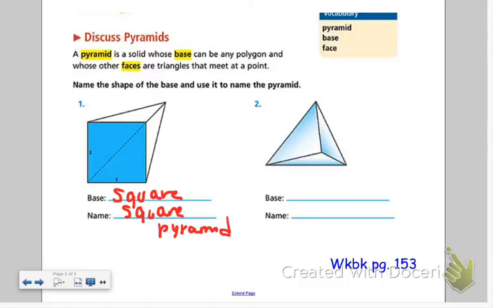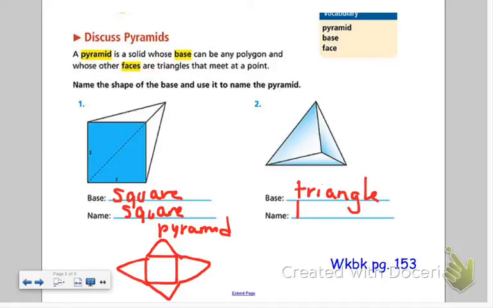And just imagine having a square and then each edge of the square has a triangle kind of coming out from it. If you were to fold that net up, it would make your square pyramid, because all of those triangles would meet at a point at the very top. Here, it looks like we have a base that's a triangle. So this one would be a triangular pyramid.